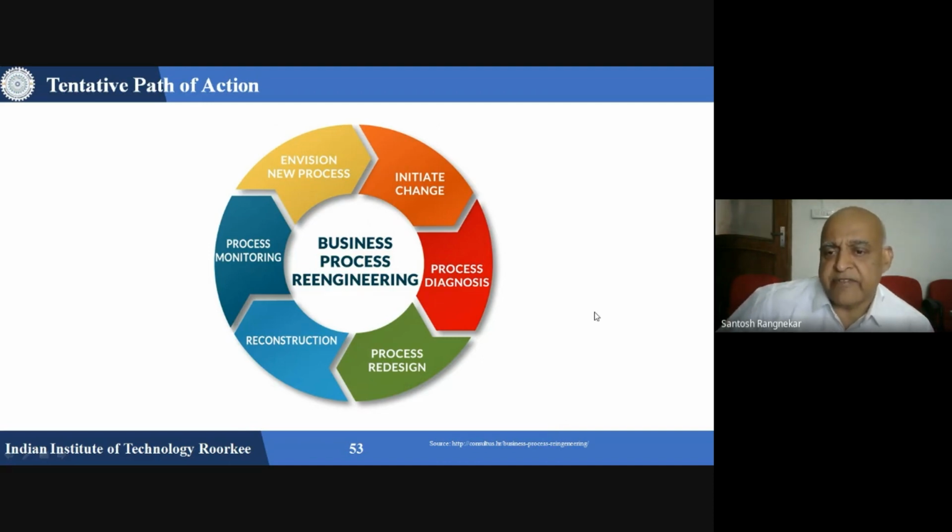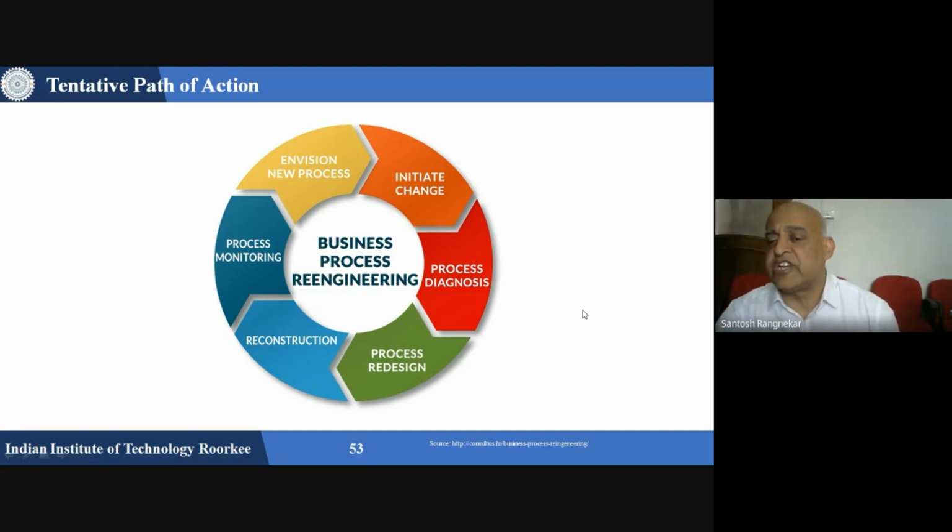So the tentative path of action will be: initiate the change, business process reengineering, BPR, initiate the change, process diagnosis, process design, reconstruction, process monitoring, and evaluation of the new process. So always initiate change, whatever change you want to make in the organization, especially given the nature of the industry you are working in. So you can bring that particular change. Process diagnosis asks whether it is a proper or certified process or not, like when we talk about ISO 9000. Then process design, redesigning, which is done by established institutes, reconstruction, and project monitoring are there.